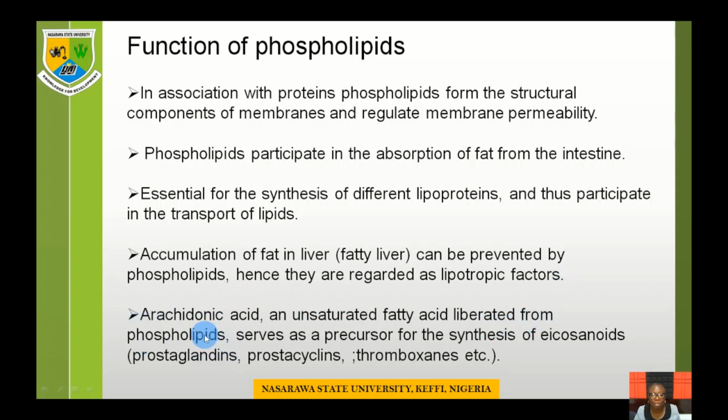Number 5 now is arachidonic acid, which is an unsaturated fatty acid that is liberated from phospholipids, and serves as a precursor for the synthesis of eicosanoids. For example, the prostaglandins, the prostacyclins, the thromboxanes. All these are required in inflammation. And this arachidonic acid is synthesized from phospholipids, and all these are gotten from arachidonic acid. So lipids are important in the synthesis of prostaglandins.